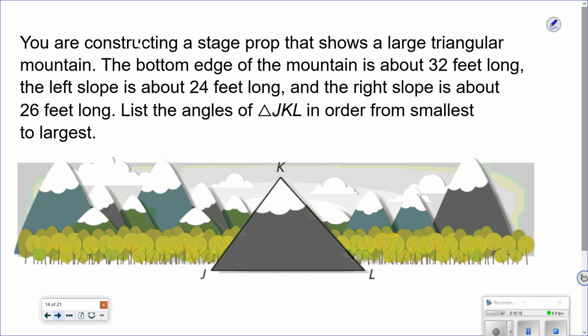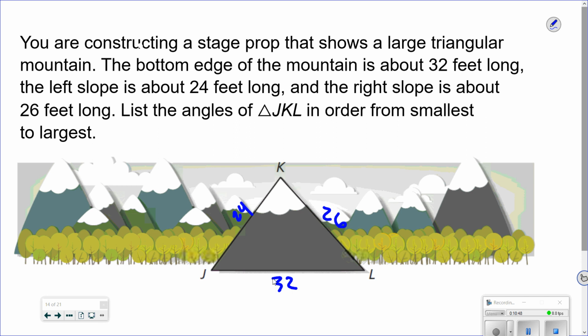So this says you're constructing a stage prop that shows a large triangular mountain. The bottom edge of the mountain is 32 feet long. So let's label that. The left slope is about 24 feet long. And the right slope is about 26 feet long. List the angles of JKL in order from smallest to largest.